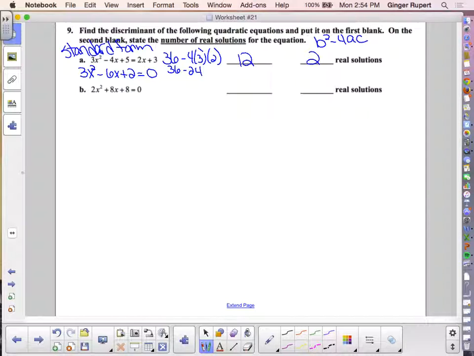For the next one, again, my discriminant is b squared minus 4ac. So that's going to be 8 squared, 64, minus 4 times a times c. So 64 minus 4 times 2 times 8 is also 64. That means my discriminant is 0, and I have 1 real solution.